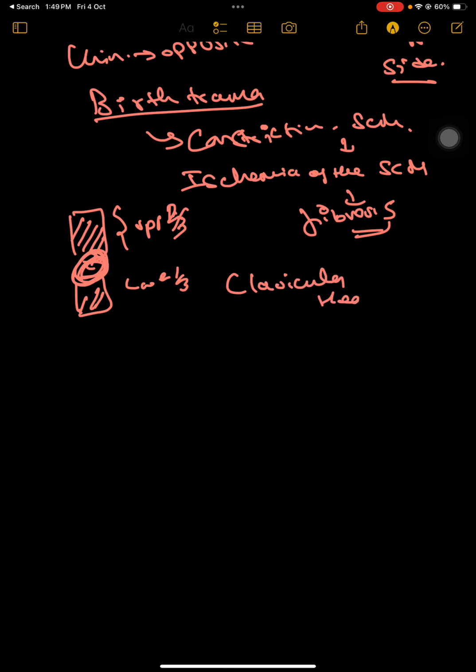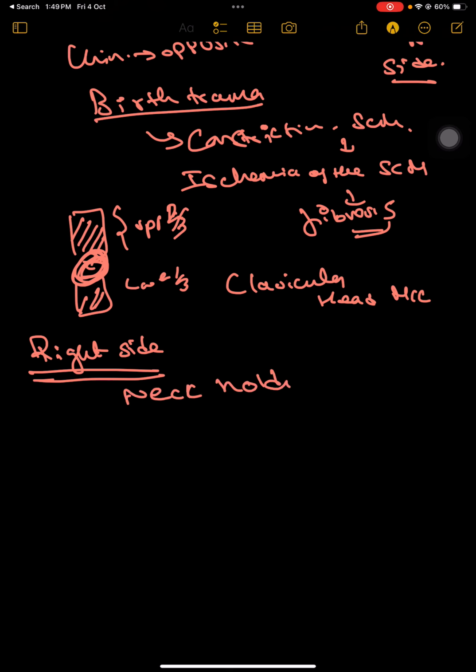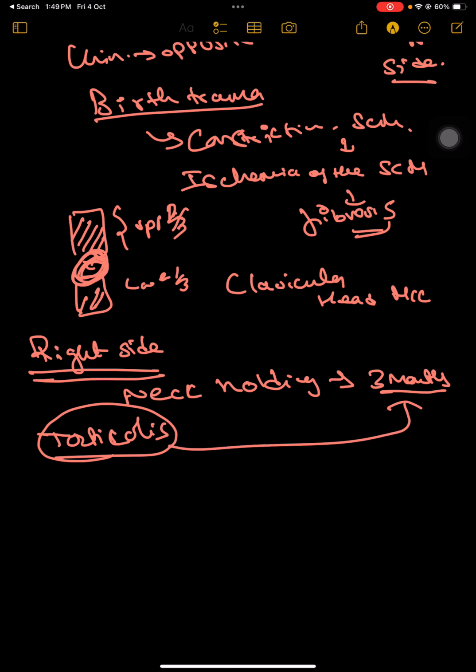and the clavicular head is the most commonly affected area. It is more common on the right side. Now, what you need to remember here is that the baby will acquire neck holding. From your pediatrics, you know that the baby acquires neck holding at the age of 3 months. So this torticollis is also actually appreciated at 3 months.